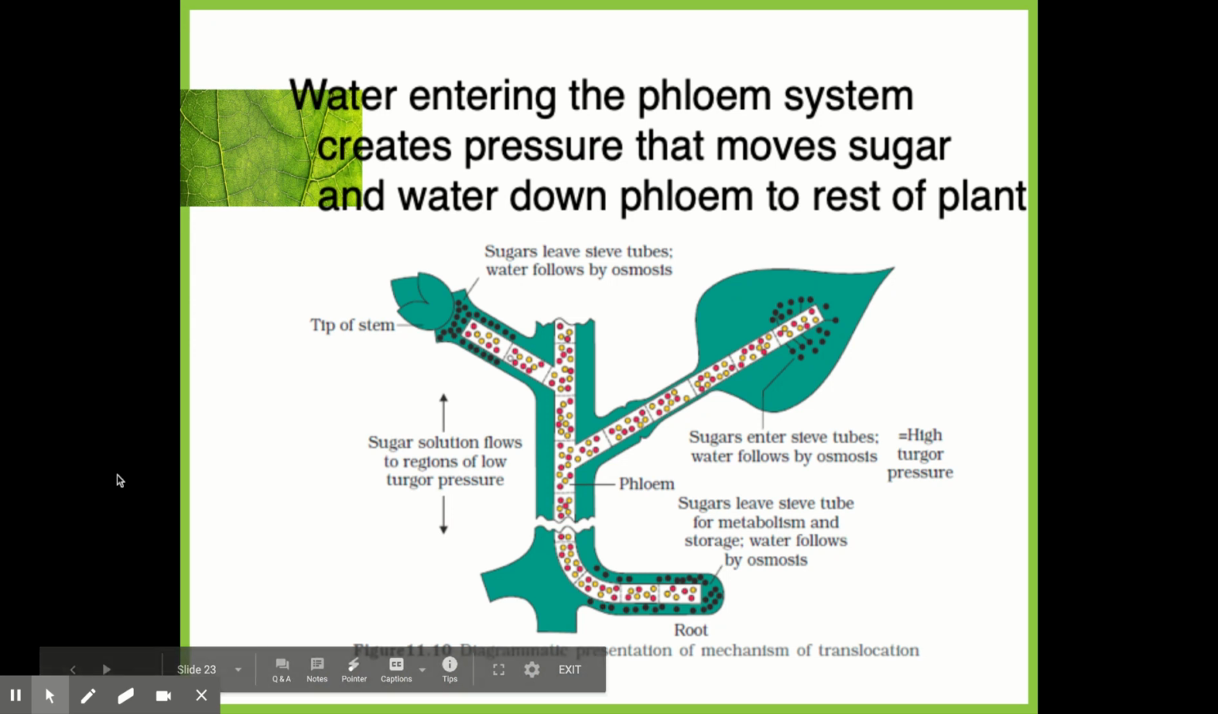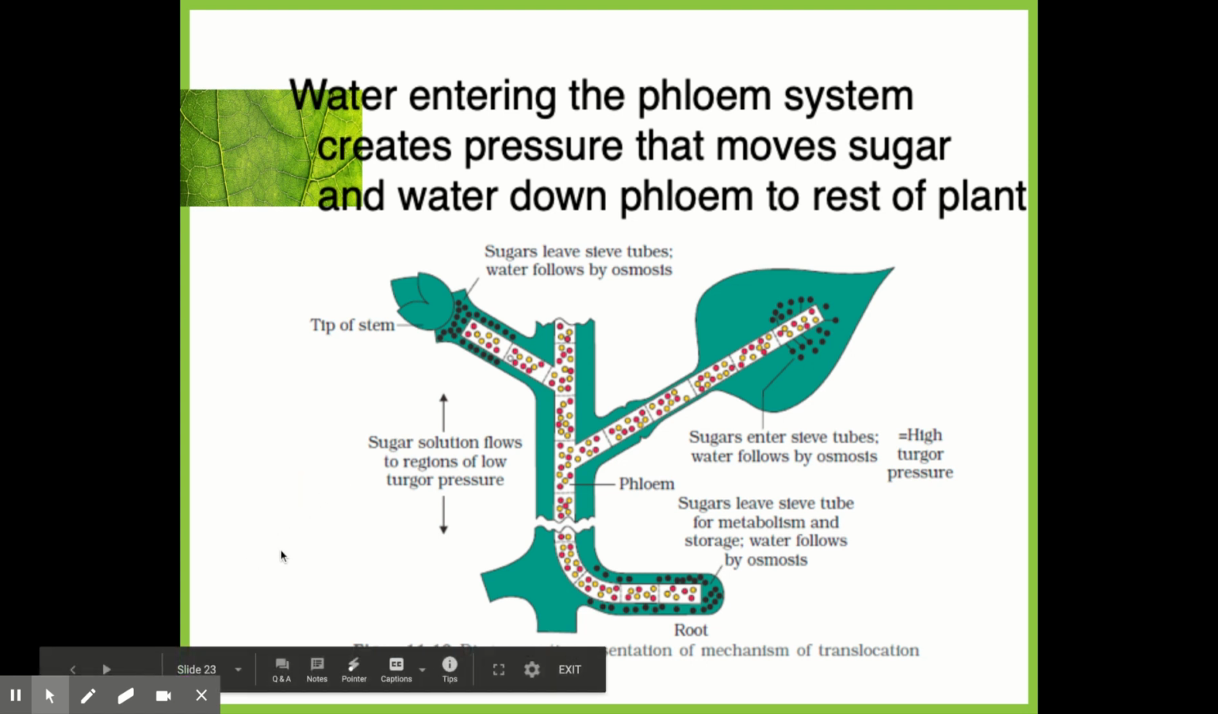And then the water entering the phloem system is going to create pressure that actually moves the sugar and the water down the phloem to the rest of the plant where it is needed. So the sugar is actually transported basically through active transport, because it is going from a high concentration in the leaves. Sorry, no, it's not. It's not active. It's passive. High concentration to a low concentration to where it is needed in the rest of the plant. Okay?